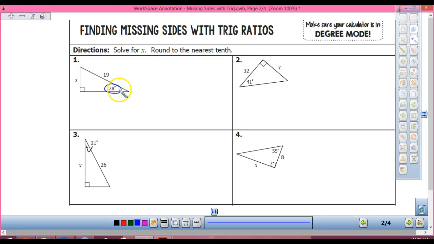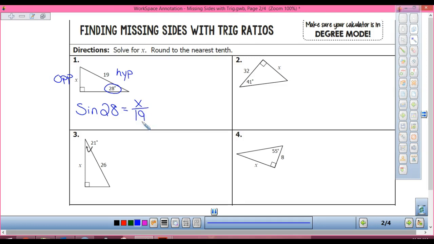Okay, so my X is, from 28, my opposite, and 19 is my hypotenuse. Alright. So if I'm looking for opposite and I have hypotenuse, who am I going to use? Which one uses opposite and hypotenuse? Sine, right? So this is how we're going to set this up. We're going to say sine of what my angle is. So sine of 28 equals what's opposite? X over what's my hypotenuse? 19.